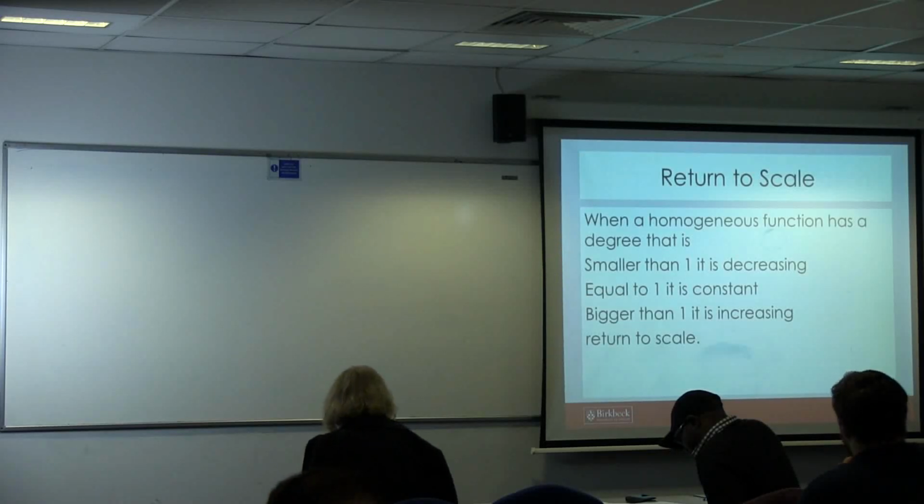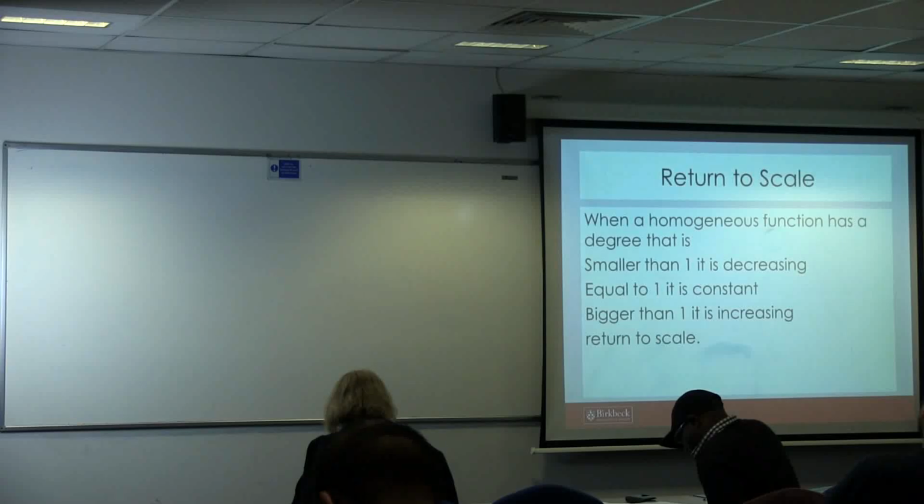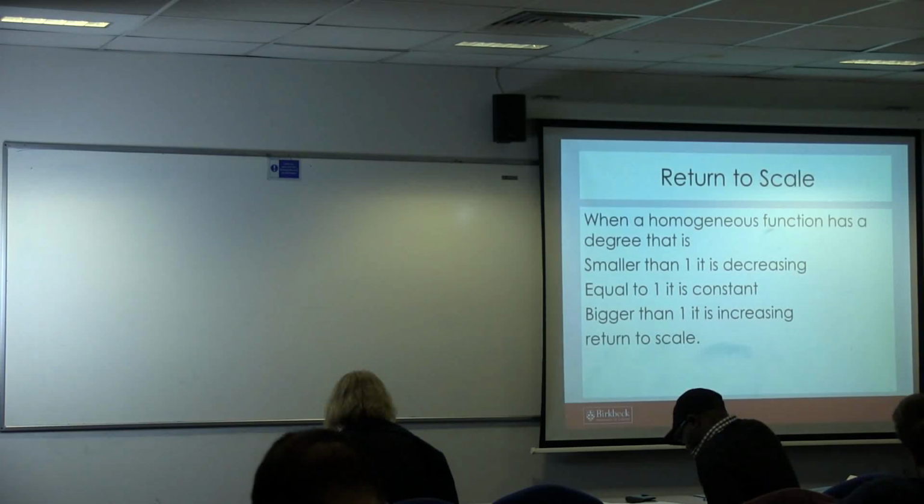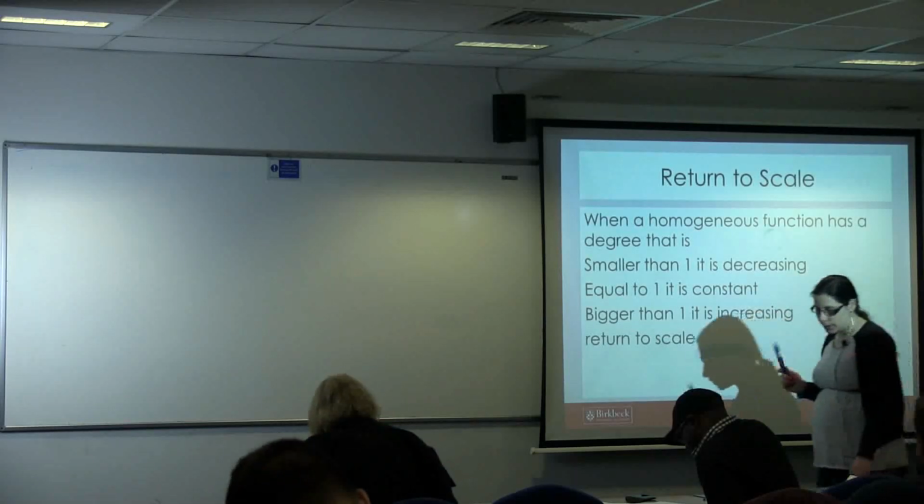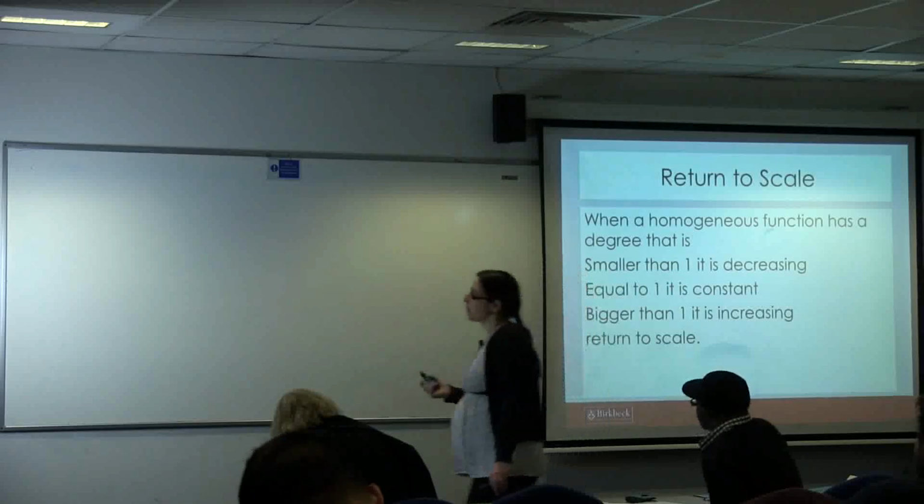if the degree of homogeneity is smaller than 1, then that will be a decreasing return to scale. If it's exactly 1, it's a constant return to scale. And if it's bigger than 1, it's an increasing return to scale. Now, just think about that a little bit.